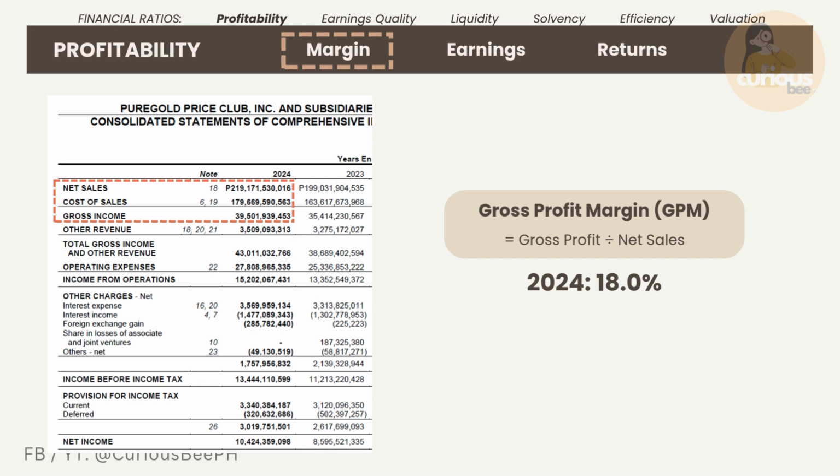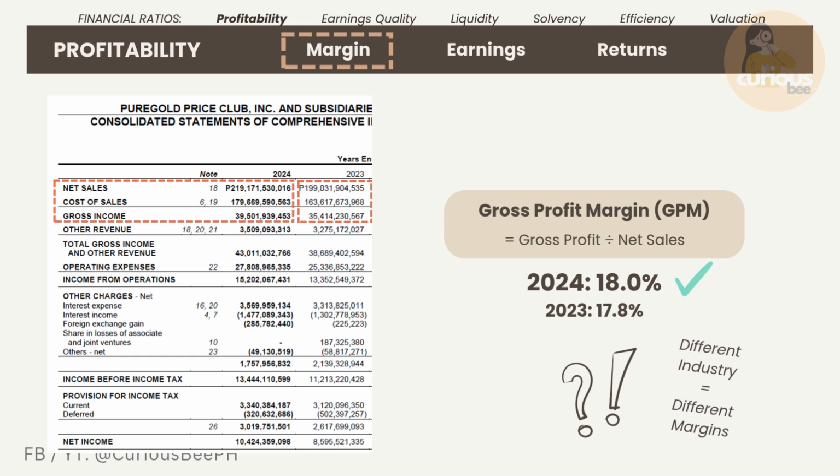Let's compute. The formula for gross profit margin is gross margin divided by net sales, which makes our sample company's GPM in 2024 18%. If we add horizontal analysis into this, we will see that its 2023 GPM is 17.8%, telling us there was improvement in 2024. But is an 18% gross margin good or bad? To make a good judgment, we must compare it to its industry.